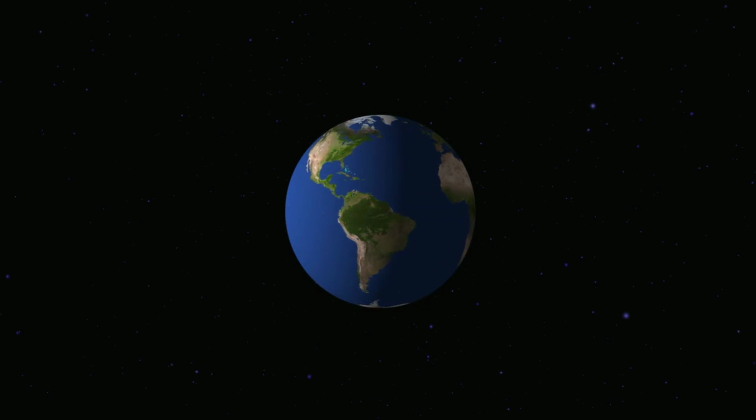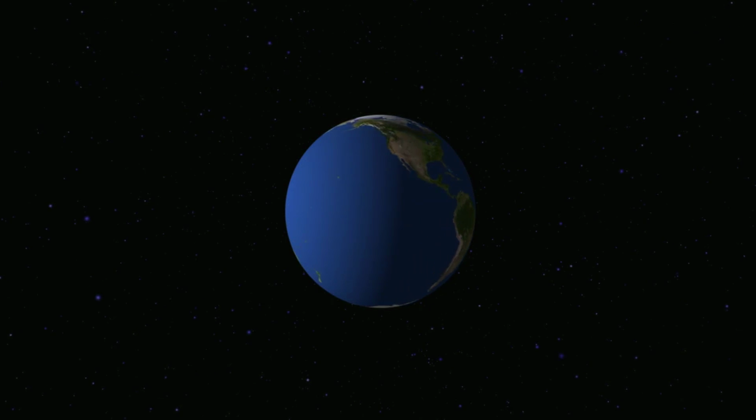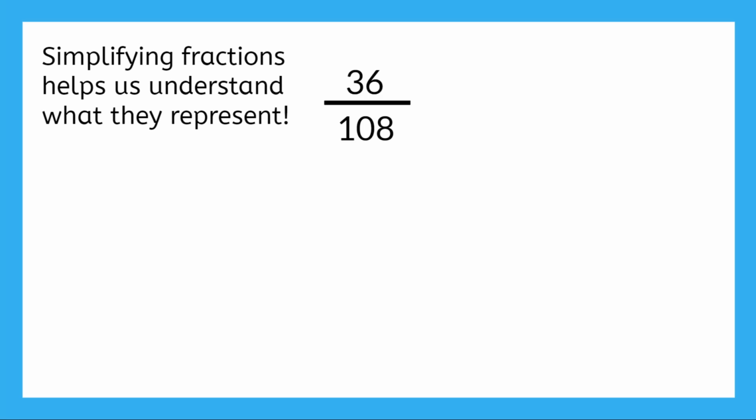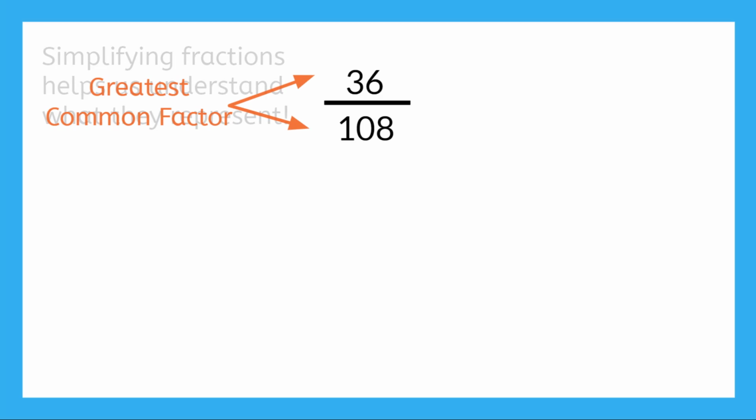Can you think of a time when you need to know the greatest common factors of two numbers when you're doing a different kind of math problem? What if you have a fraction like 36 over 108? It's hard to know what that fraction actually represents. But if we simplify it, we can understand what this fraction looks like. We can quickly simplify this fraction to its lowest terms by finding the greatest common factor of the numerator and the denominator. Since 108 is such a big number, let's use prime factorization.